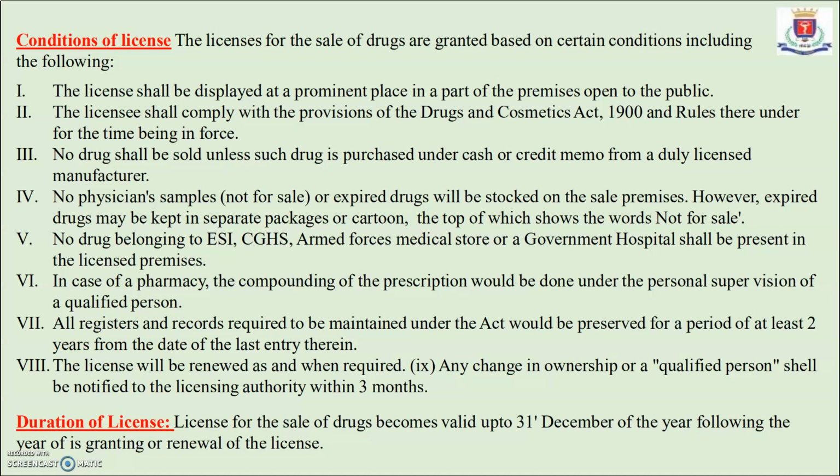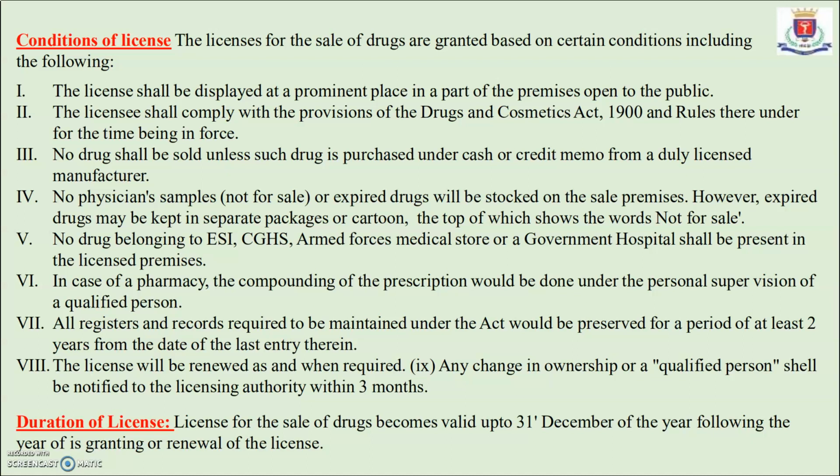All registers and records required to be maintained under the Act would be preserved for a period of at least 2 years from the date of the last entry therein. And the license will be renewed as and when required. Any changes in ownership or qualified person shall be notified to the licensing authority within 3 months.